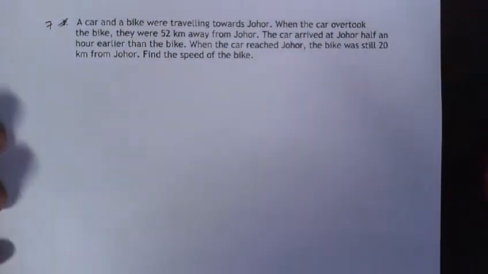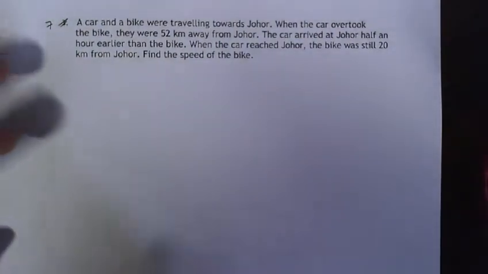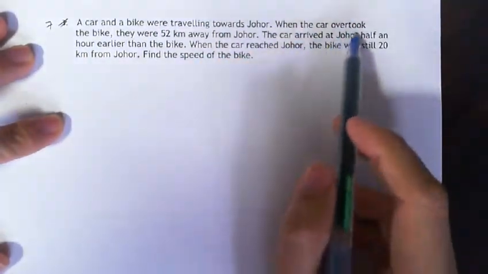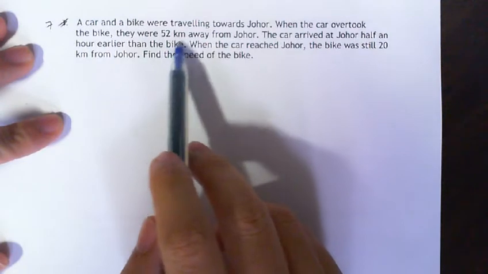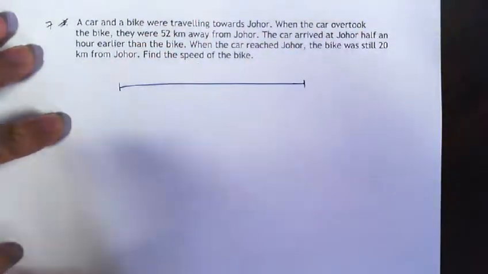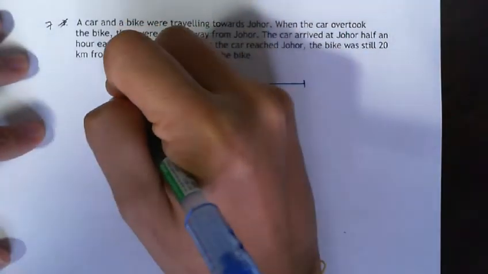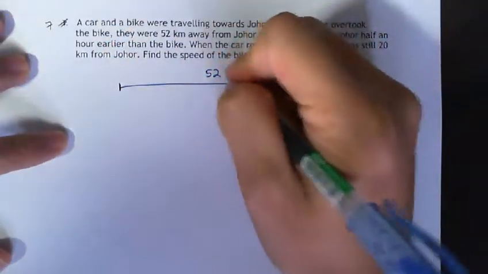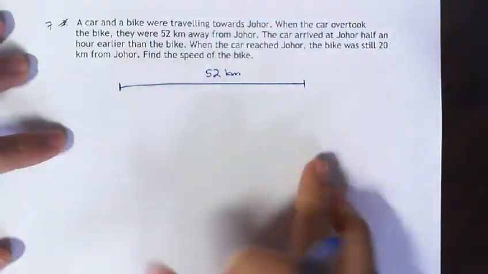Okay, maths set for question 7. A car and bike are traveling towards Johor. When the car overtook the bike, they were 52 km away from Johor. So at this point, although we say the car has overtaken the bike, in actual fact, this is the point where they are both equal. So we can actually do our distance timeline based on this.